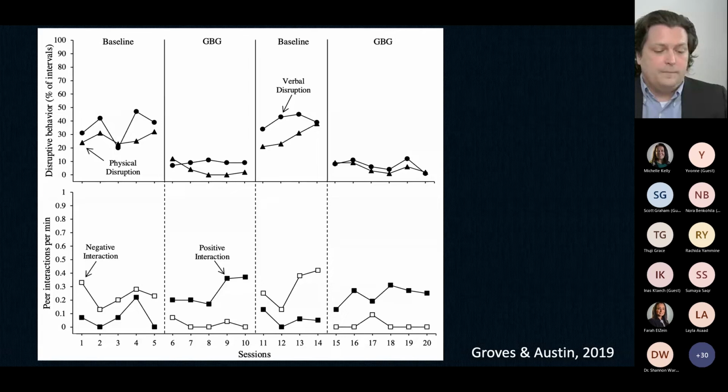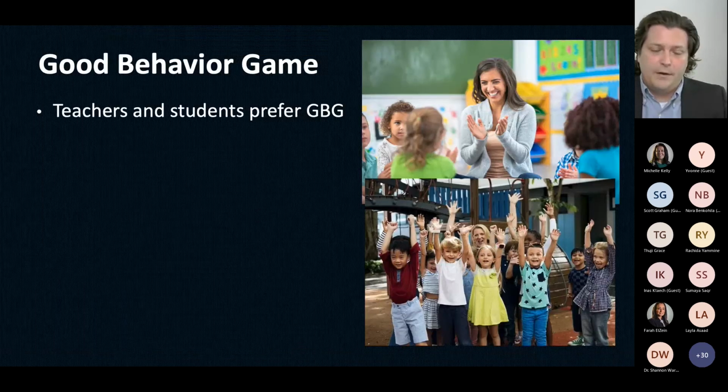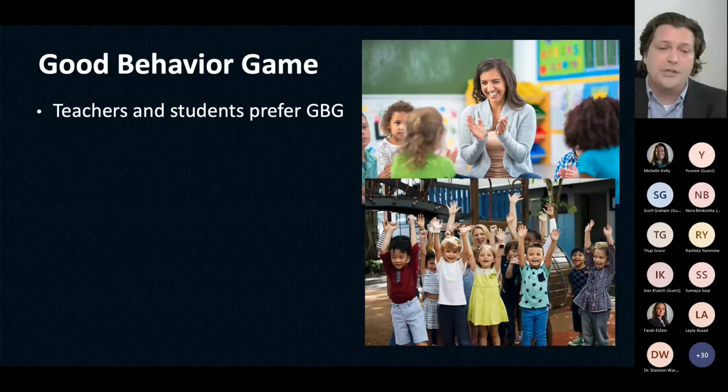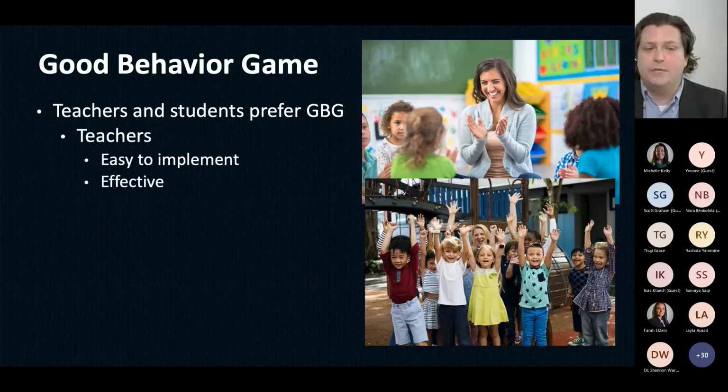All right, so that's kind of a background on the data, the information that we have on the effectiveness and the outcomes of the good behavior game. And so to provide some additional context, I mentioned earlier that the teachers that implement the game and the students that play the game prefer playing the good behavior game to not playing the game. And so some reasons behind that from published research and from my own personal experience, that teachers say that the game is generally pretty easy to implement.